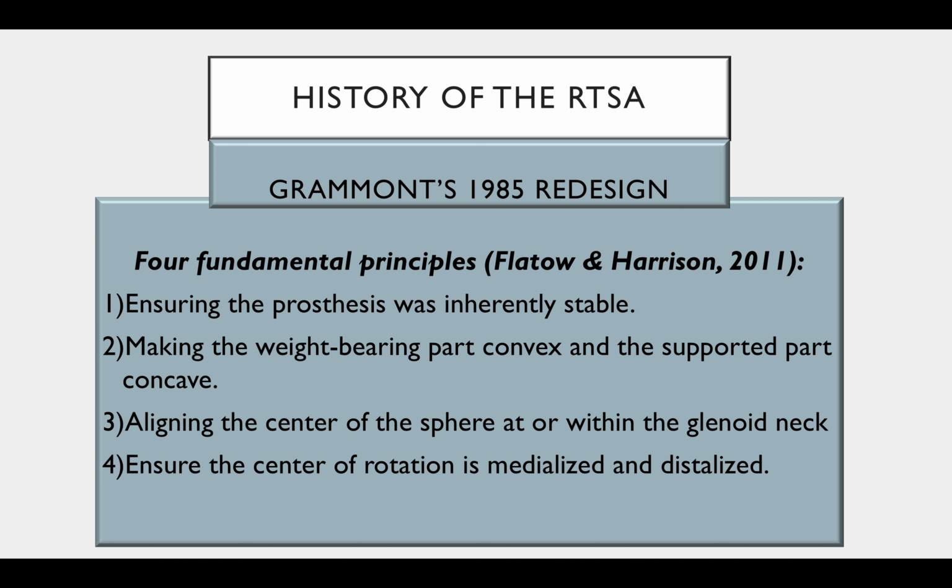The foundation for the RTSA really began to change in 1985, when French orthopedic surgeon Paul Grammont redesigned the variations of the reverse implant. And it is his 4 fundamental principles which continue to be the foundation for all current implants used. His 4 fundamental principles state that you have to ensure the prosthesis is inherently stable. The weight-bearing part must be convex and the supported part concave. You have to align the center of the sphere at or within the glenoid neck and ensure that the center of rotation is medialized and distalized.